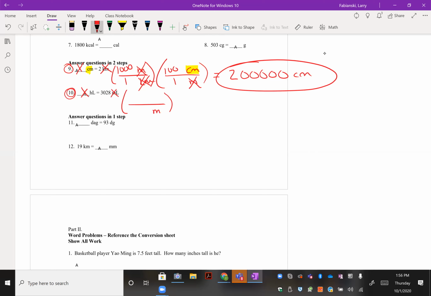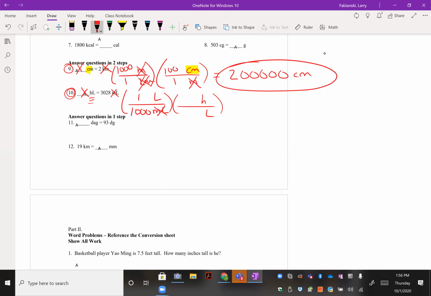Milliliter on top means milliliter on bottom to cancel. We're going to go to liter. For every 1 liter, we have 1,000 milliliters. Again, if we were to stop here, we would be ending in liters. We do not want that. We want hectoliters.